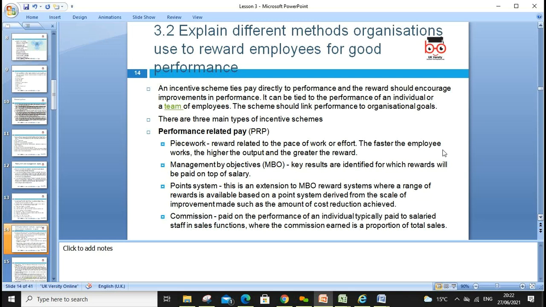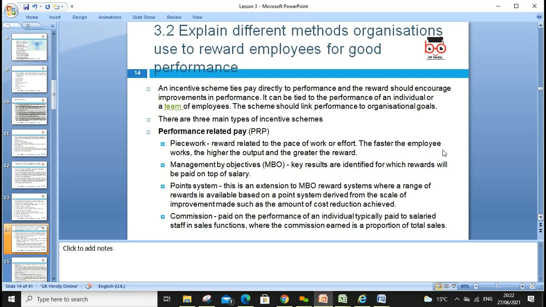Okay, next we are looking at 3.2, explain different methods used for rewards. A reward is an incentive scheme that ties directly to performance, and rewards should encourage an improvement of performance. It can be tied to the performance of individuals and teams of employees. Such schemes link performance to the organization's goals.